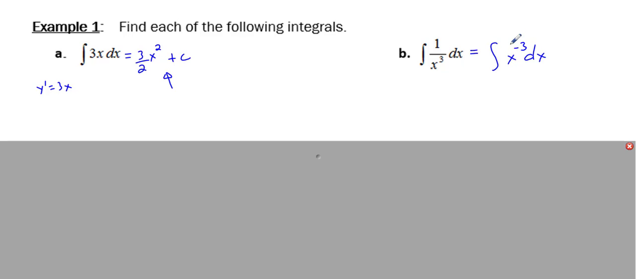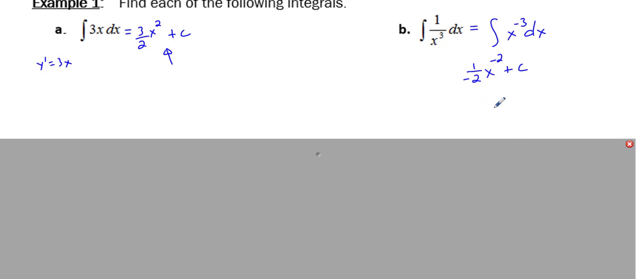Okay, add 1 to the power. What do you get? So x to the negative 2 power. Now divide 1 by that new power. Then, let's see. Okay, rewrite. We don't have any negative powers. That'd be 1 over negative 2, and x squared is in the bottom already, so plus c. If you forget your plus c, it's wrong. I'm sorry.